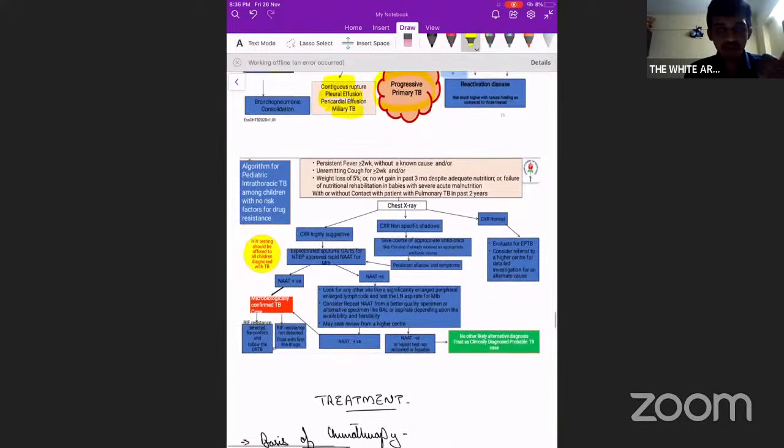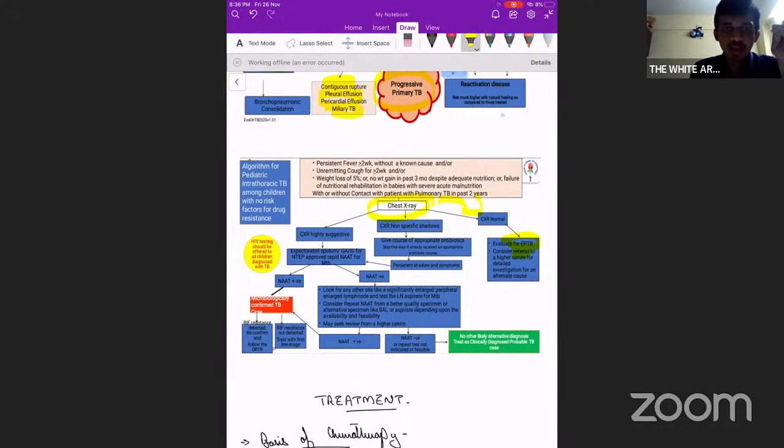Now, the summary of diagnosis, what we have learned till now. Firstly, identify the presumptive case. So what is a presumptive case? Fever for more than 2 weeks, cough for more than 2 weeks, or not adequate weight gain despite adequate nutrition in the past 3 months, or weight loss of more than 5%. In such cases, we make them undergo chest X-ray. Chest X-ray can be normal or abnormal. If the chest X-ray is normal, it is still a presumptive case. Evaluate for extrapulmonary tuberculosis. Okay. Referral to a higher center for other investigations to be done.